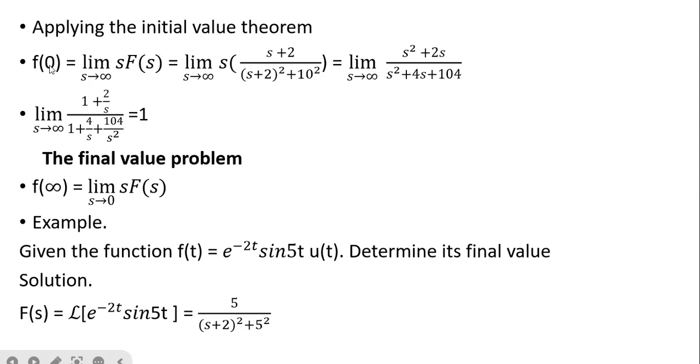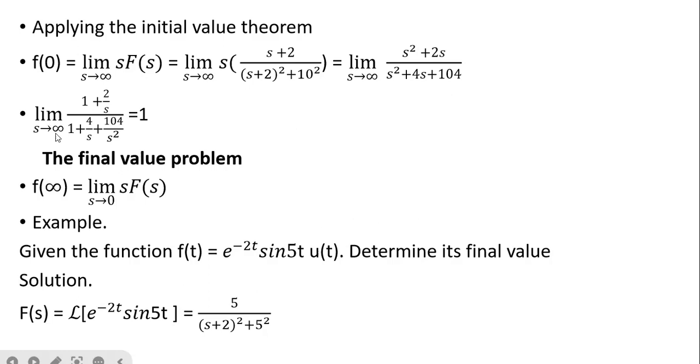The initial value theorem says f of 0 is equal to this limit: take the limit as s tends to infinity, while you multiply the frequency function by s. So you bring in s here and multiply. When you multiply that, you're going to have s squared plus 2s all over s squared plus 4s plus 104. Of course, when you come down here, you should be having what again?